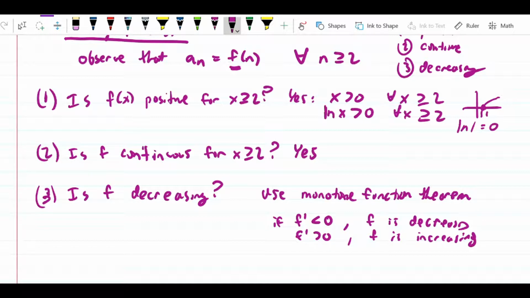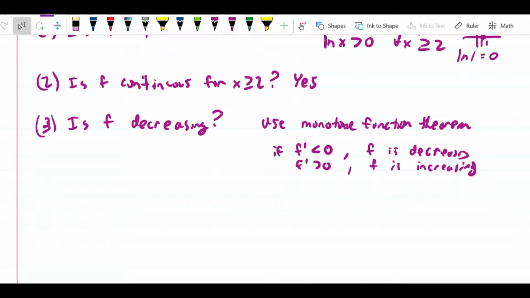So all we have to do is calculate the derivative of f, and we can see if it is in fact less than 0 on the interval from 2 to infinity. So recall that f of x equals 1 over x ln x.